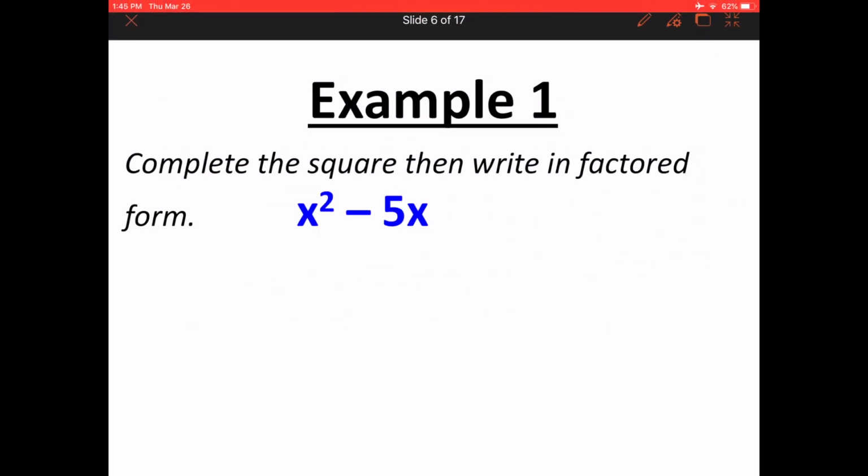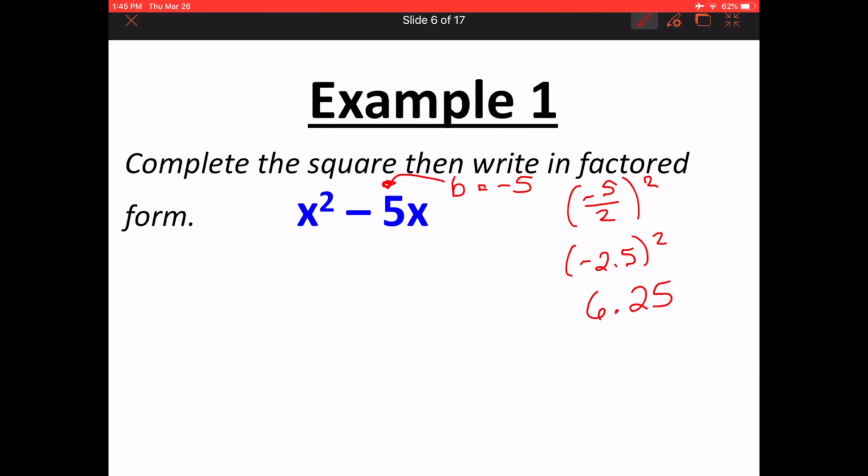So here's another example. Let's go ahead and complete the square, but notice our directions now also want us to write this in factored form. So let's get started. What do I have for b in this situation? Notice that b equals -5. So let's apply my rule. I'm going to take -5 divided by 2 squared. -5 divided by 2 is -2.5, squared. And -2.5 squared is 6.25.